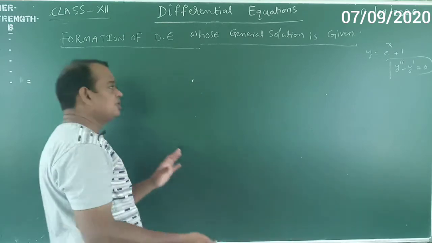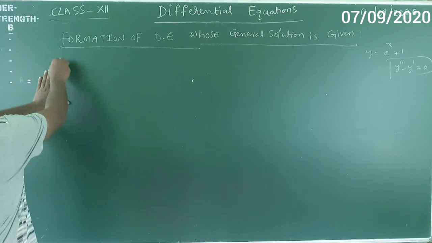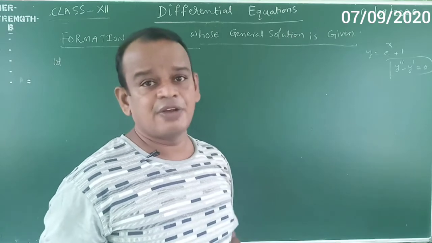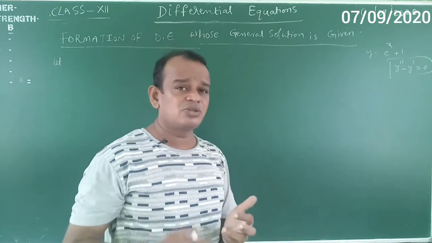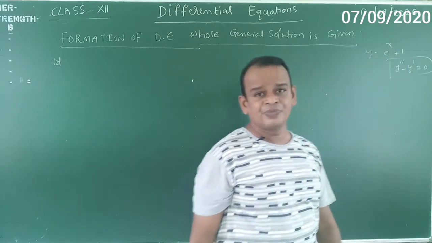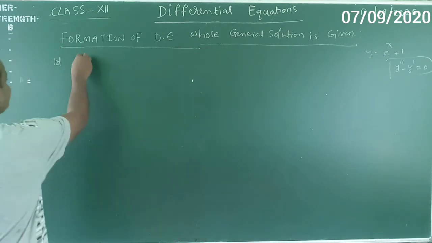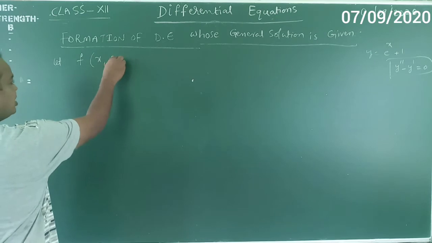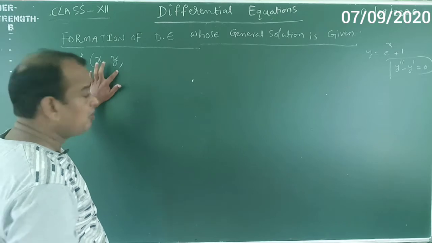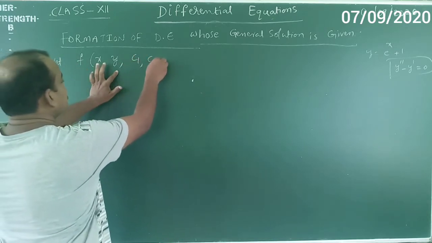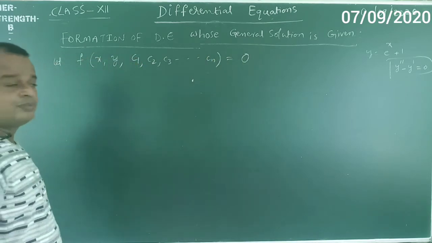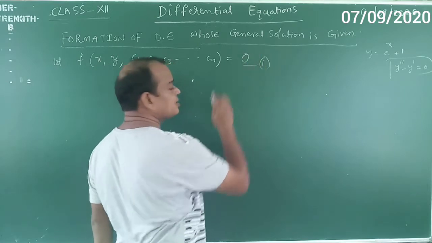Now the equation, suppose, is in this way. How to form the differential equation when the solution is given? The solution contains one independent variable, one dependent variable, and constants. My dear students, observe f of x comma y, that is the independent variable, the dependent variable, and the constants C1, C2, C3, and so on up to Cn, is equal to 0. This is the given equation, equation number 1.